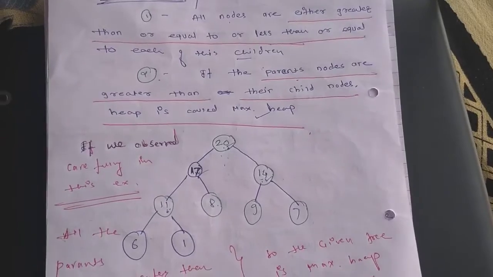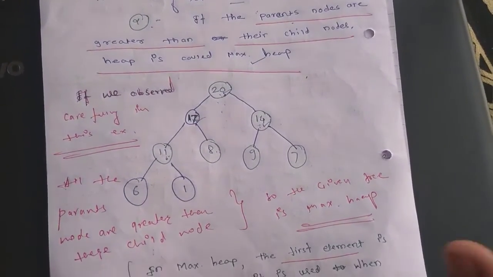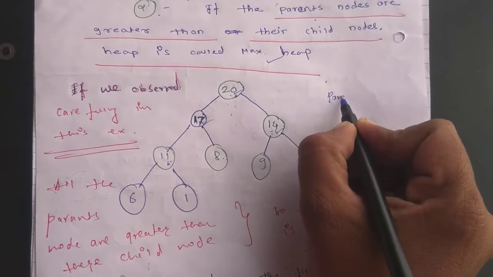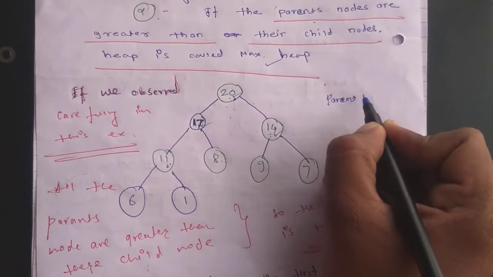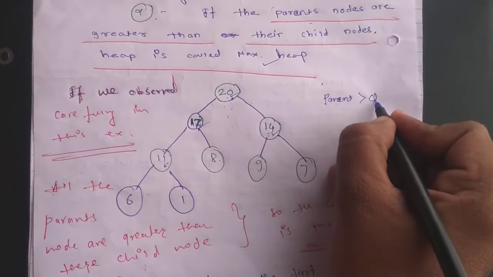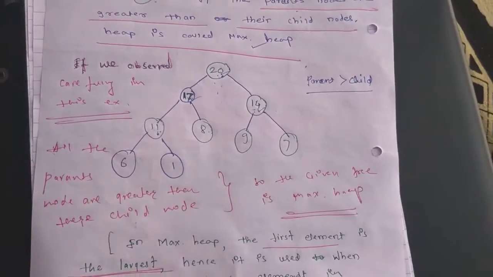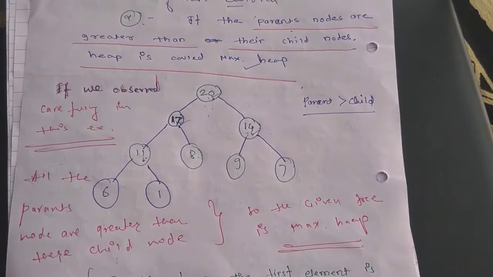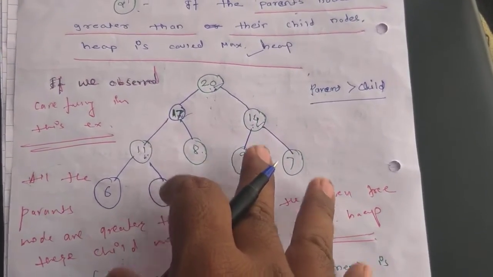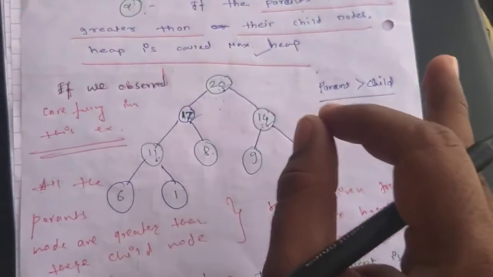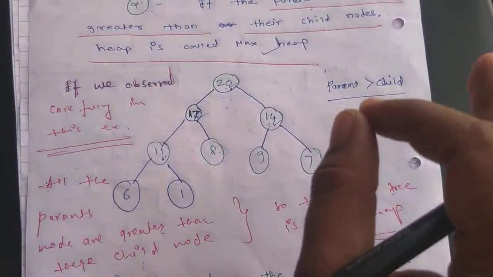First we will see the maximum heap. In maximum heap, the parent nodes are always greater than its child nodes. Parent nodes are always greater than its child nodes. If we observe this example, all the parent nodes are greater than its child nodes.